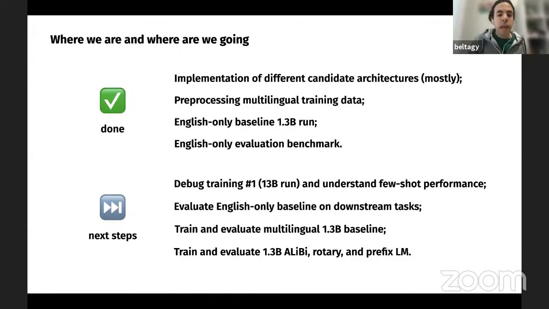Start training and evaluating the multilingual model. So we have the data, we have the code. It's just a matter of starting these experiments. And the same applies for alibi, rotary embeddings, and prefix LM. Start these training runs. We have the code and data and the setup. We want to start the training jobs and then evaluate the models when they're done. Next.